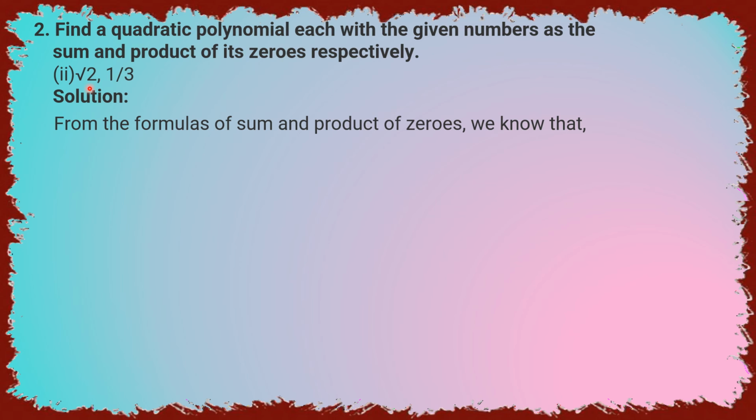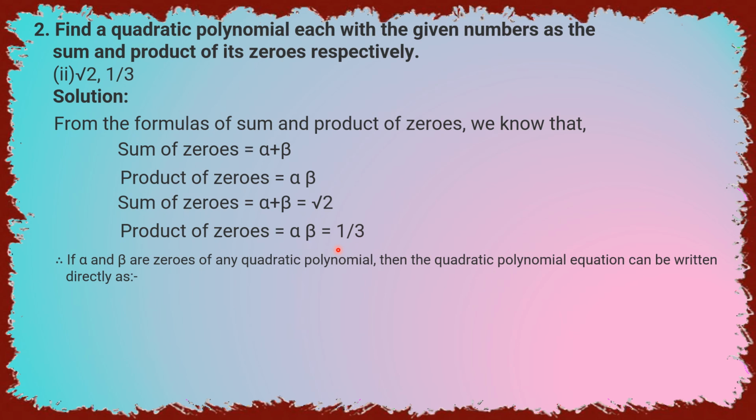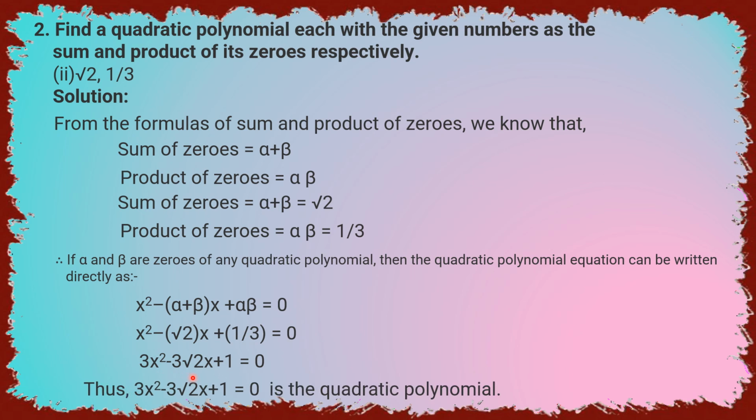Here sum of the roots, alpha plus beta, is equal to root 2, and the product is 1 by 3. Alpha beta is equal to 1 by 3. So what is the general equation? x square minus alpha plus beta into x plus alpha beta equal to 0. Now let us substitute this, x square minus root 2x plus 1 by 3. Now let us multiply all the terms by 3. So we get 3x square minus 3 root 2x, this 3 will get cancelled. So we get 3x square minus 3 root 2x plus 1 is the quadratic polynomial.